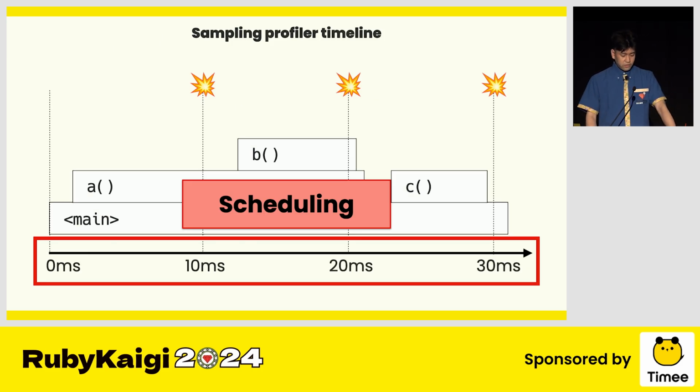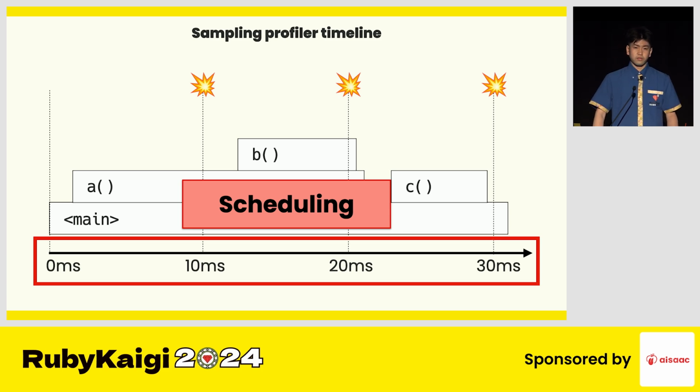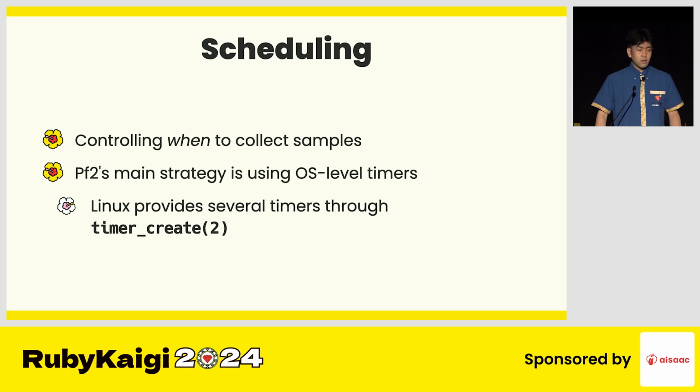Now that we've seen what to collect, let's move our focus to when to collect. This process is called scheduling. Scheduling is about controlling when to collect samples. PF2's main strategy is to use OS-level timers. So in Linux, we use a syscall called timer_create.